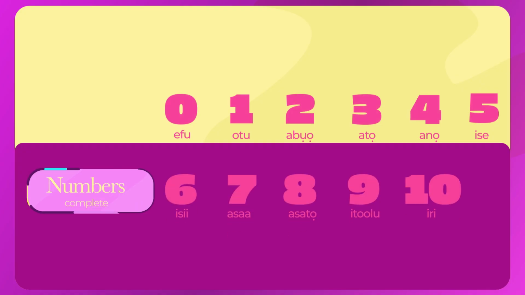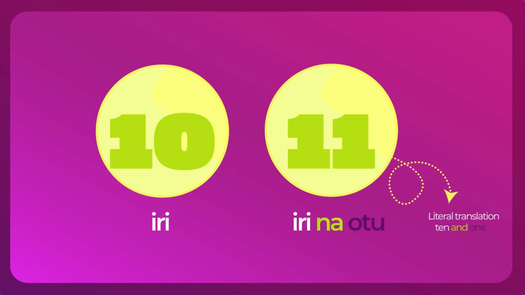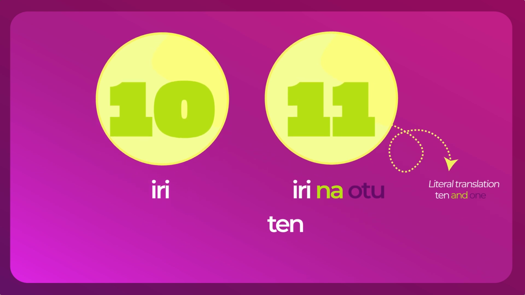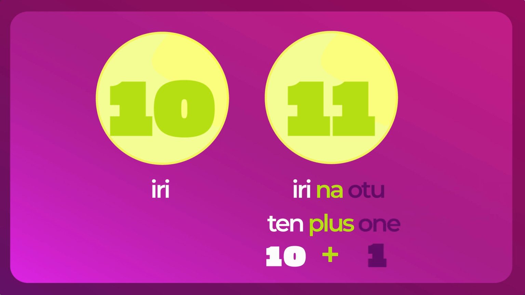The next number after 10, Iri, is 11, Iri na otu. Literal translation for Iri na otu is 10 and 1. When translated for actual meaning, 10 is Iri, na could mean and or plus, but in this context it means plus. 1 is otu, 10 plus 1, Iri na otu, which is 11.